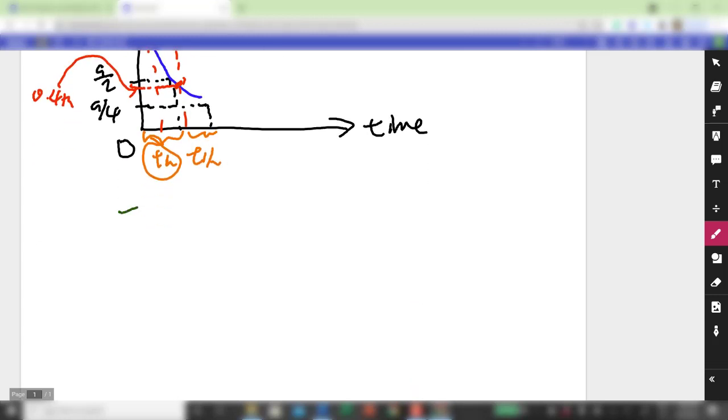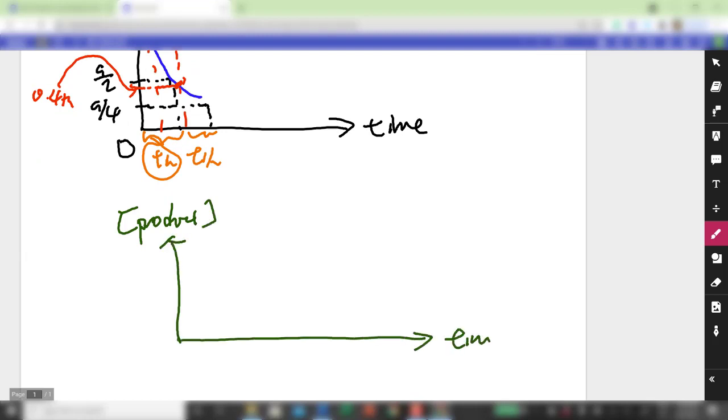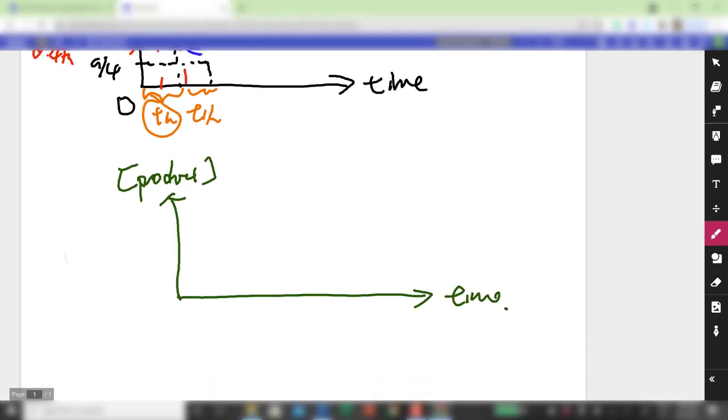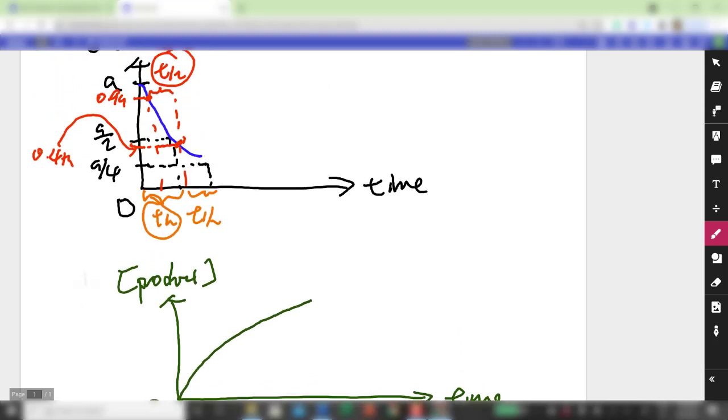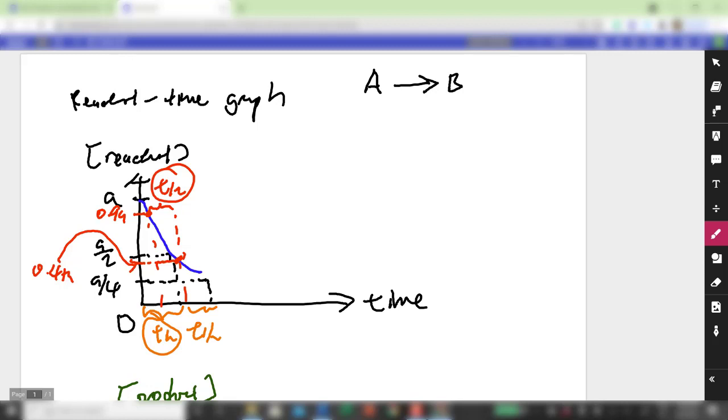For product time graph, as the name implies, we are plotting product concentration against time. And of course we start off from 0 because initially there's no product. So if it's a first order kinetics, you will get a graph that looks similar to such a curve. But the thing about product time graph is it's a little bit more difficult to determine the half-life. It depends on what kind of product time graph you are given.